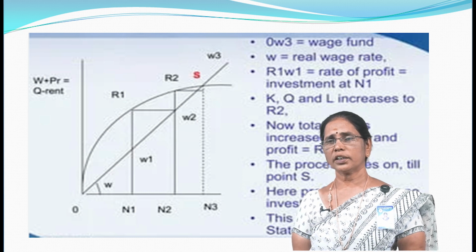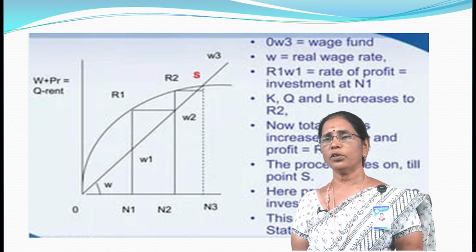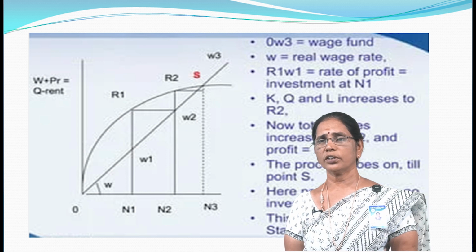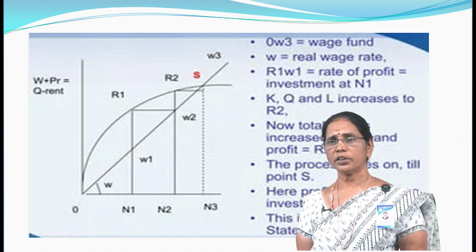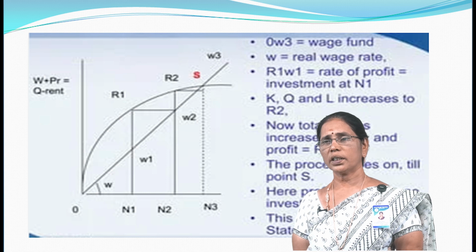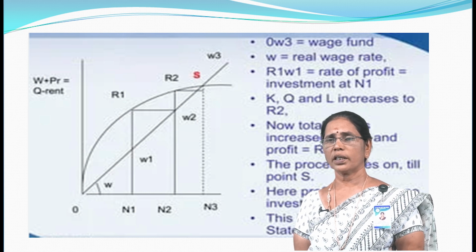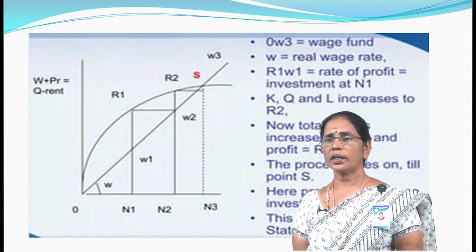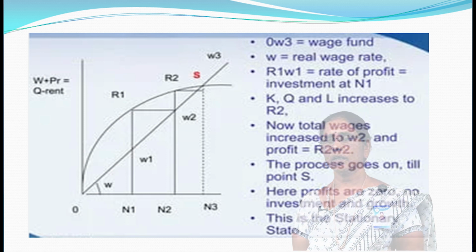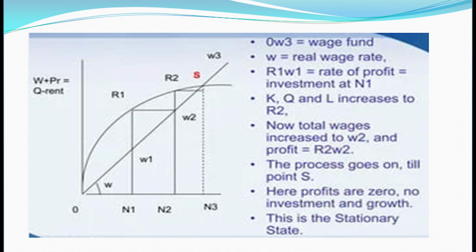Here we have to see the explanation of this diagram. OW3 is equal to the wage fund. W is the real wage rate. R1, W1 is the rate of profit equal to investment at the N1 level. K, Q and L increase to the R2 level. Now the total wages increased to W2 and profit moves from R to W2.